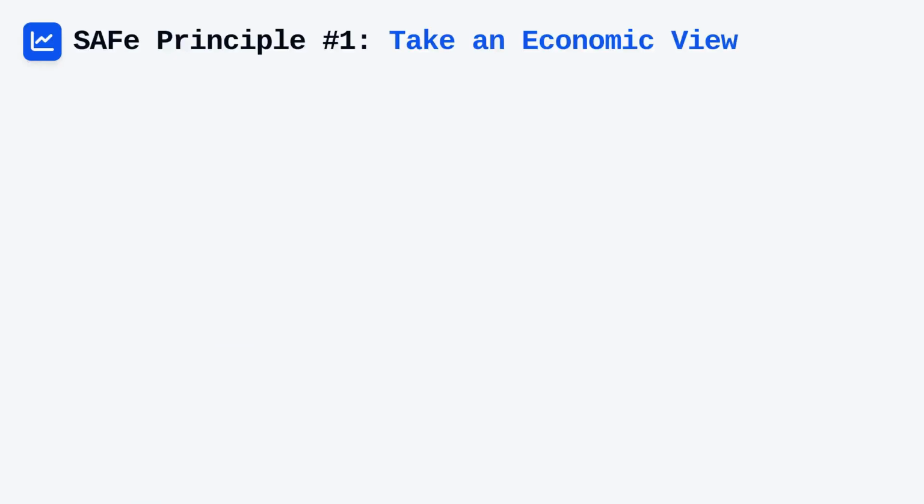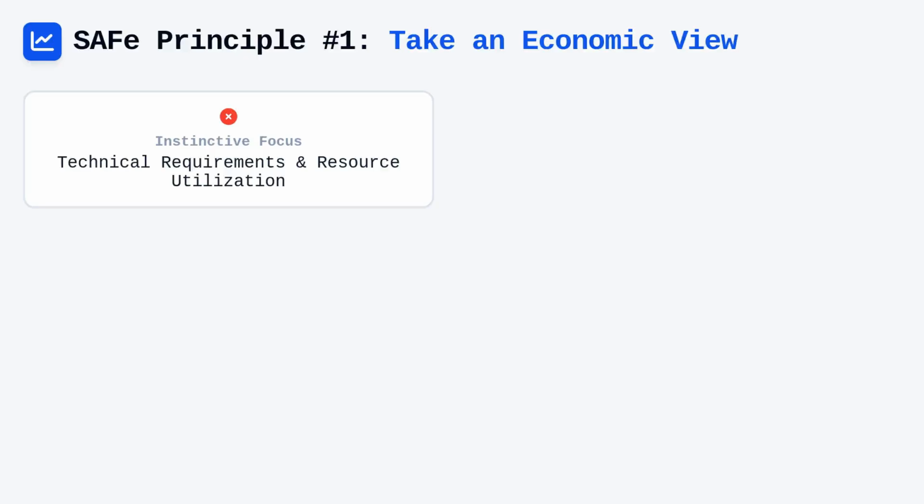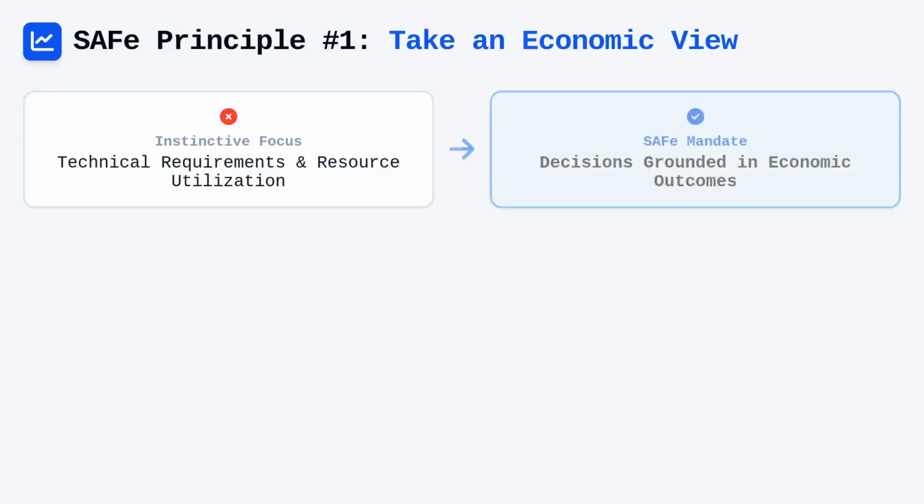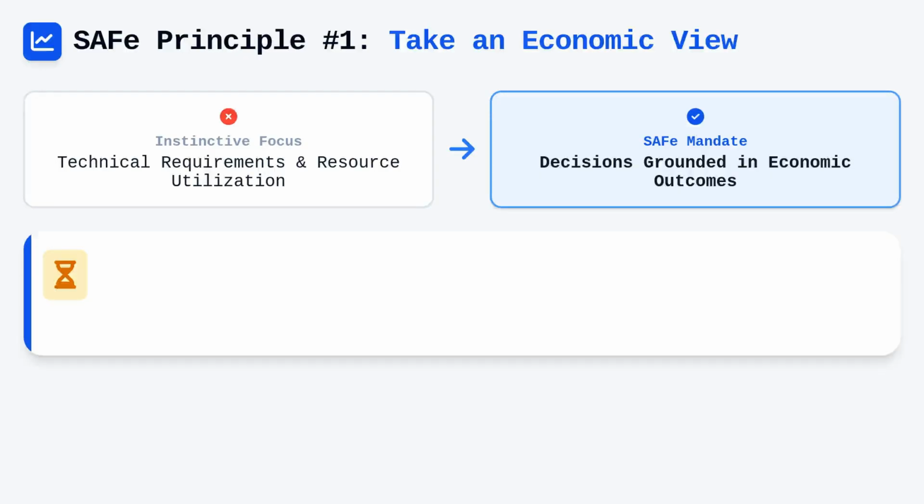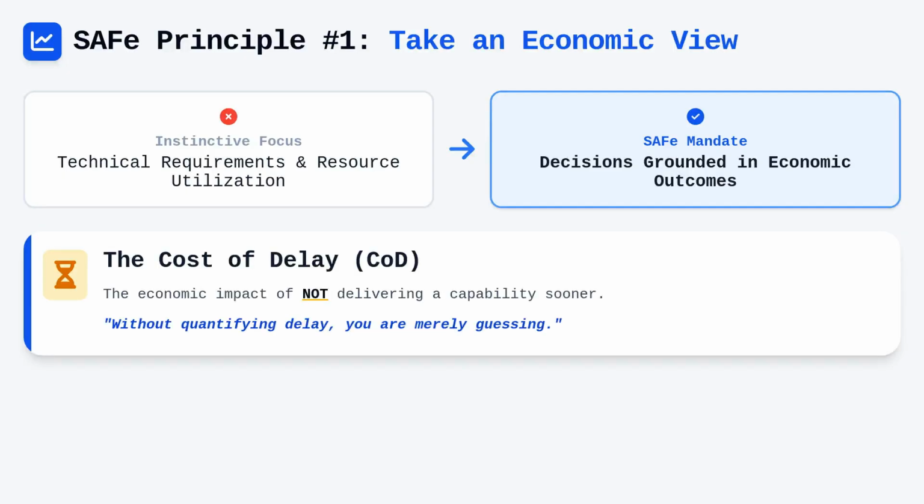SAFe principle number 1 is to take an economic view. Most developers or managers instinctively focus on technical requirements or resource utilization, but SAFe explicitly mandates that we ground our decisions in economic outcomes. The most critical component here is the cost of delay, which represents the economic impact of not delivering a capability sooner.